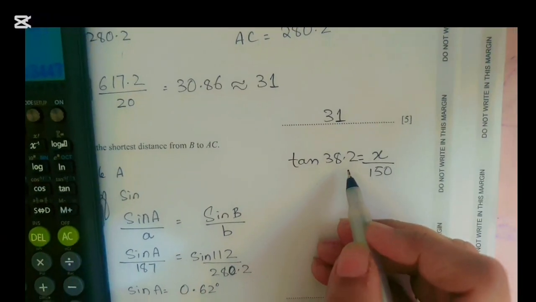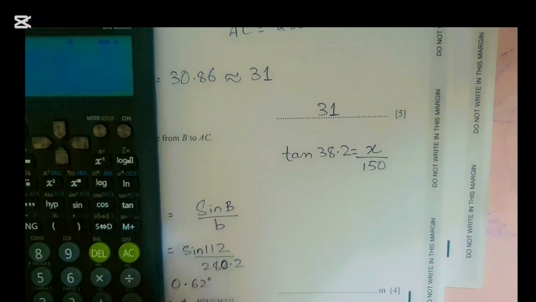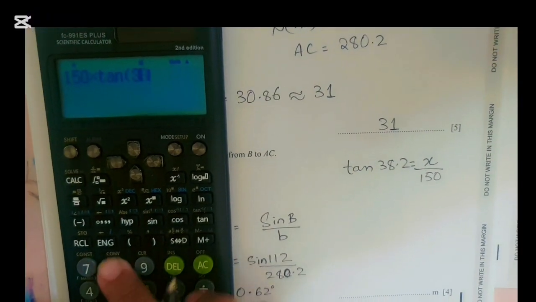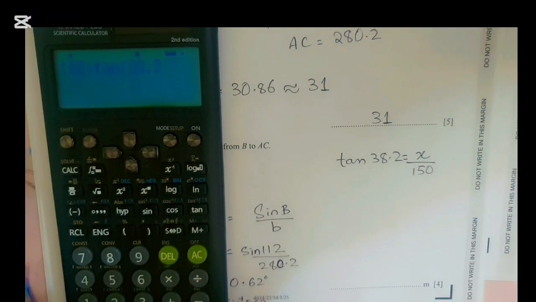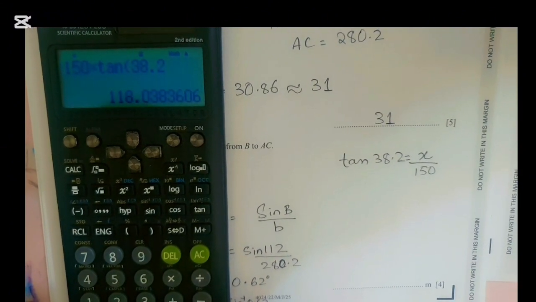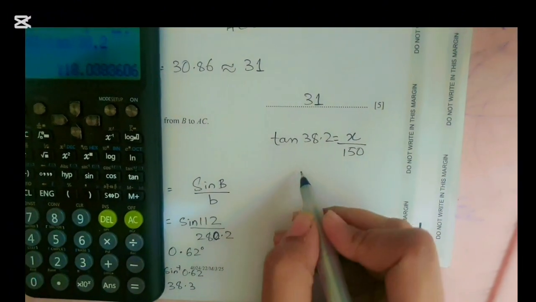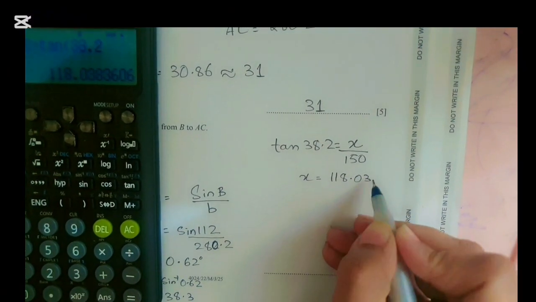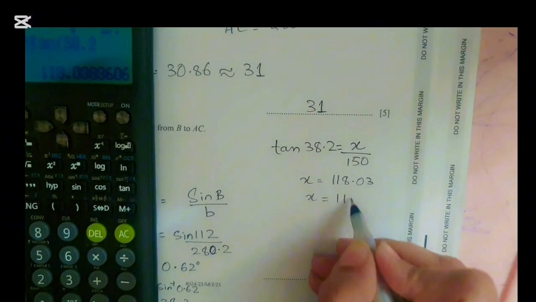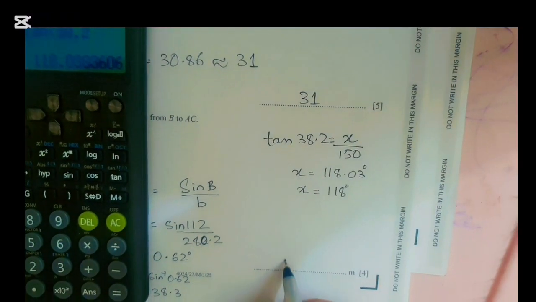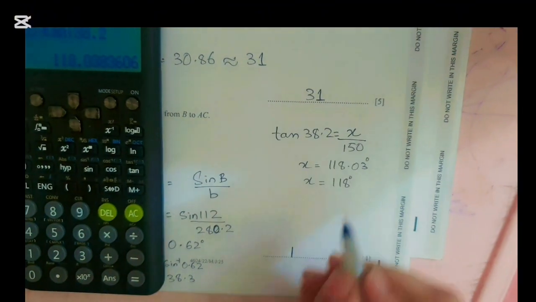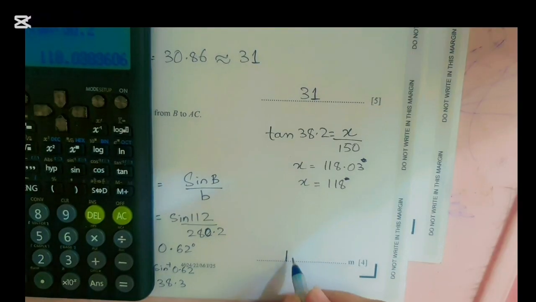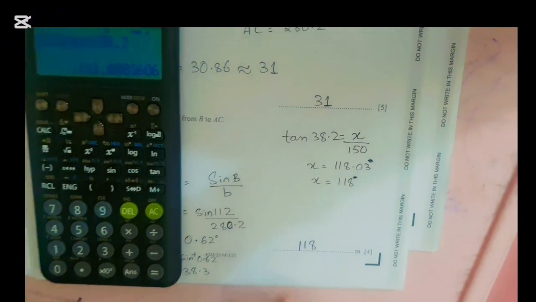So for finding this, I am writing in the calculator 150 times tan 38.2, that is equal to 118.03. So x is equal to 118.03. There is no need for the 03, so x is equal to 118. Sorry, this is not degrees, this is in meters, because we are finding the length. So this is 118 meters.